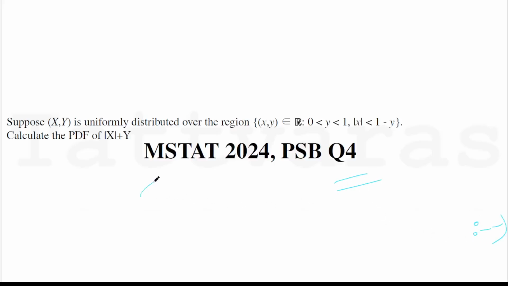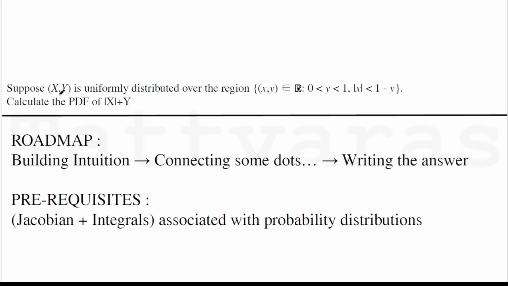Today we will solve the fourth question of ISI MSTAT 2024 PSB. And it's quite neatly given. There's a joint distribution which is thankfully uniform, one of the most easy distributions possible. And you have to find the PDF of a univariate distribution associated with the joint distribution.